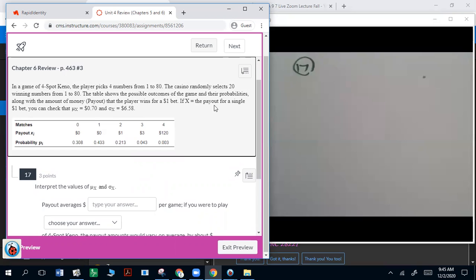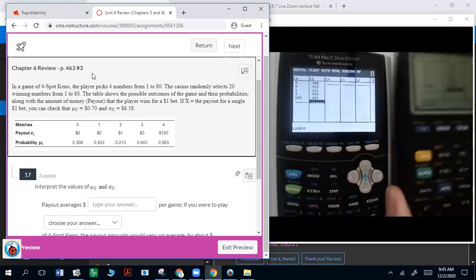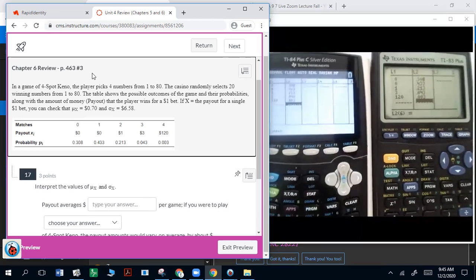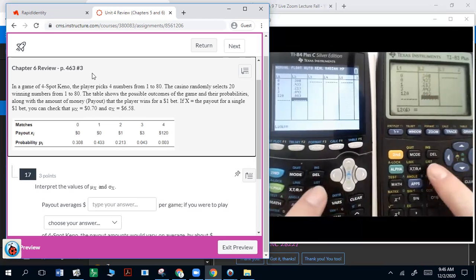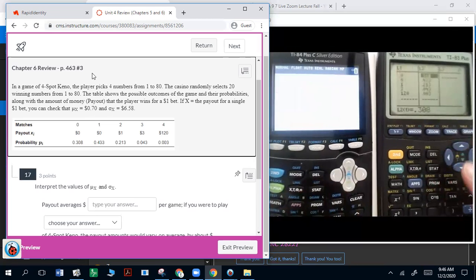If X is the payout for a single dollar bet, you can check that the mean of X is $0.70 and the standard deviation of X is $6.58. I do want you to check that, because sometimes you have to calculate that. I would not do that by hand. I would put that in L1 and L2. You can verify it with me.